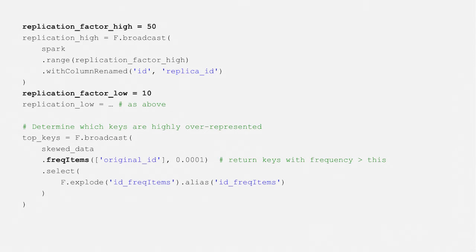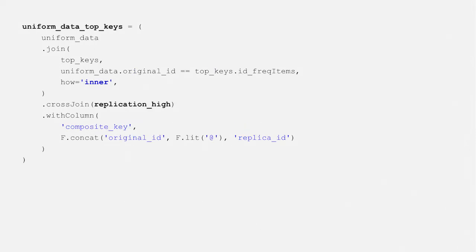So first you use this freq items call to actually gather the IDs that you want to treat differently. And then, sorry, I skipped a bit. And then you generate a replica ID range separately for the high replication and low replication subsets of the data. So between 0 and 49 here for the high ones, and 0 and 9 for the rest. So then, for the data that is in that top set of very frequent keys, on the uniform side, you then replicate that many, many times.